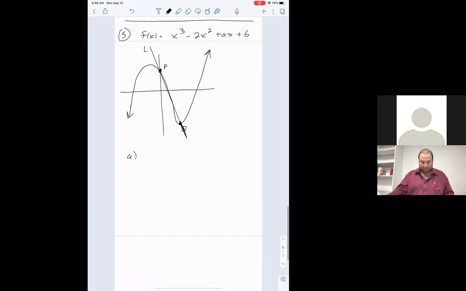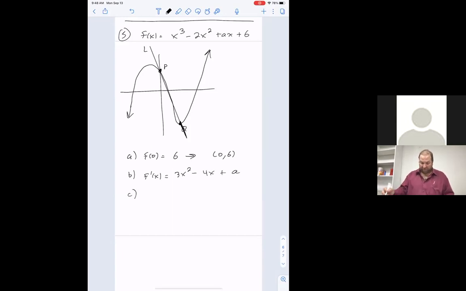Part A, find the coordinates of P. Well, P is a y-intercept. That's just f of 0. We get 6. So the coordinates of P are 0, 6. B, find f prime of x. Okay, no problem. f prime of x is 3x squared minus 4x plus the currently unknown a.